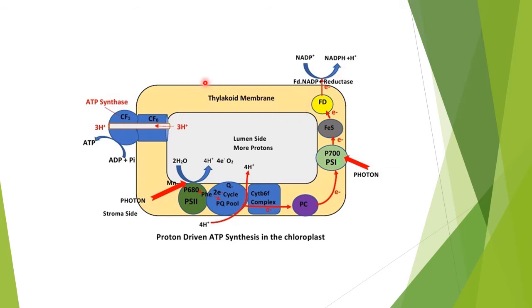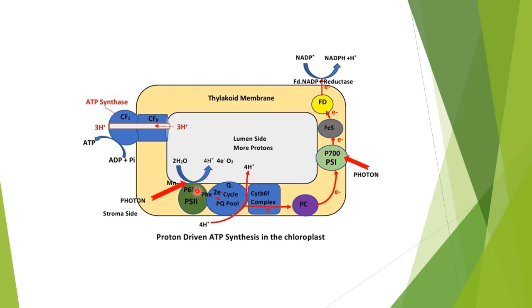So we have a thylakoid membrane where electron transport carriers are present, and there is also ATP synthase, which has a CF0 and a CF1 particle and a proton channel through it. So we have this system. Towards its lumen side, there will be photolysis of water, which will result in the generation of protons as well as electrons. So more protons will be towards the lumen side.